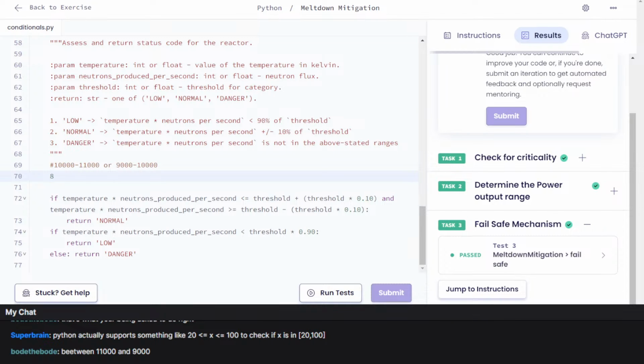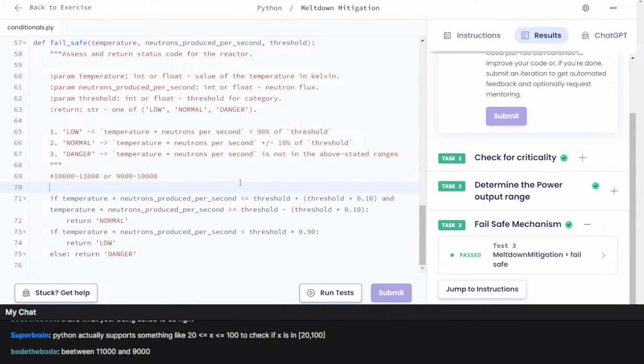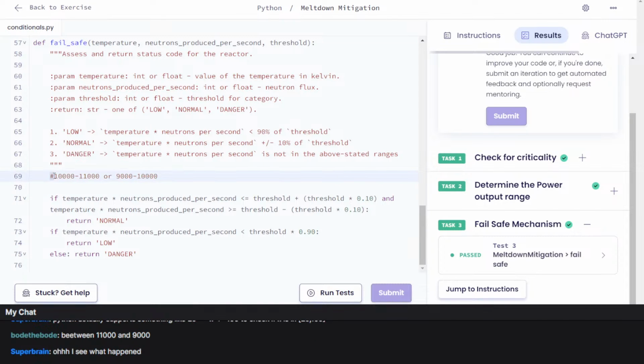I was like dividing them up into two ranges, thinking it needs to be or. I definitely made a logical mistake. Does my logical mistake even make sense that I made it? I hope it at least makes sense so I feel less bad about it. But what you're saying, yeah, it makes sense. It needs to be... See, this is what I did. I did 10,000 to 11,000 or 9,000 to 1,000, but it should be 9,000 to 11,000.